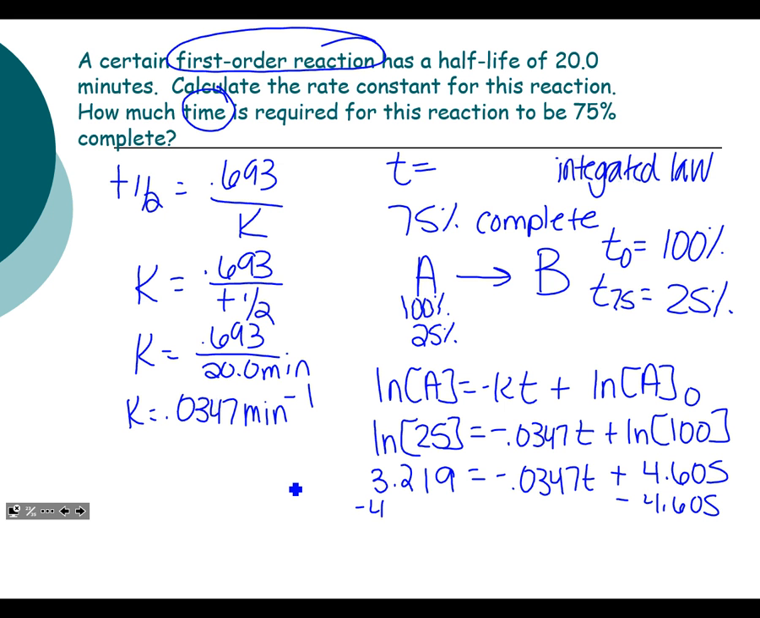Negative 1.386 equals negative 0.0347 t. It's good they're both negative, because if one was positive and one was negative, we can't have negative time. That would be a disaster. And then solve for our time, and we end up with 40. And if you go back and look at your K, it'll tell you what time unit to use, and it takes 40 minutes to reduce this by 75%.